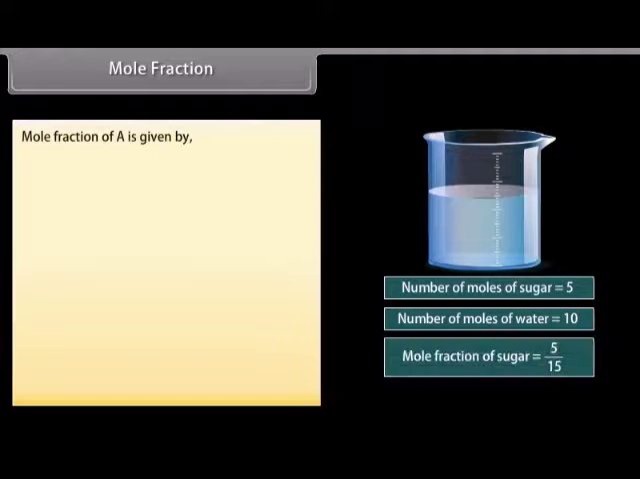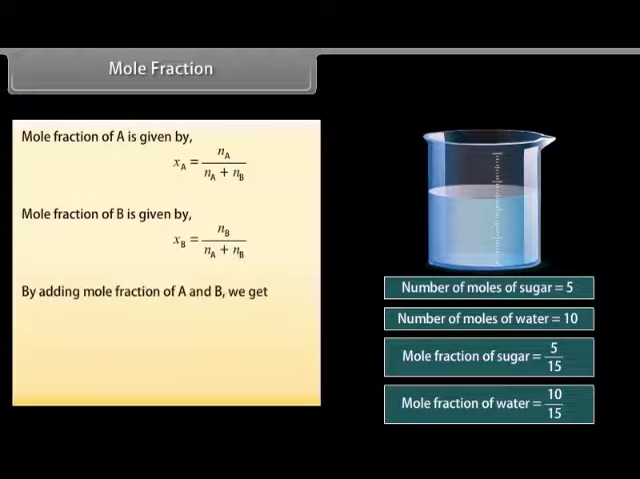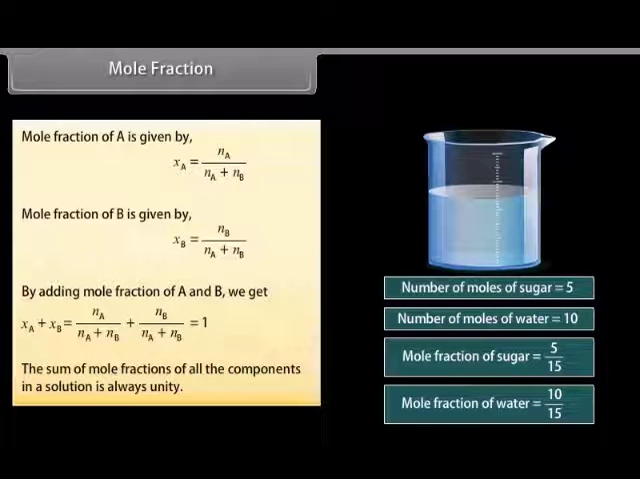Mole fraction of A is given by NA divided by NA plus NB. Mole fraction of B is given by NB divided by NA plus NB. By adding mole fraction of A and B, we get XA plus XB is equal to 1. It implies that the sum of mole fractions of all the components in a solution is always unity.